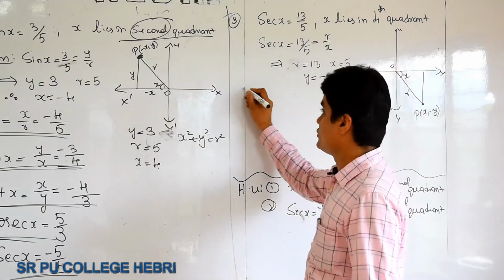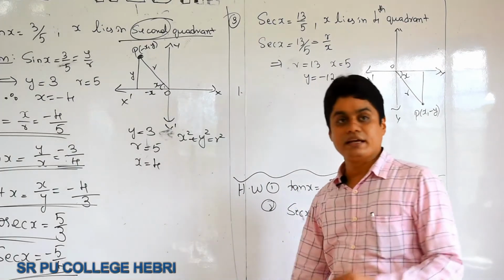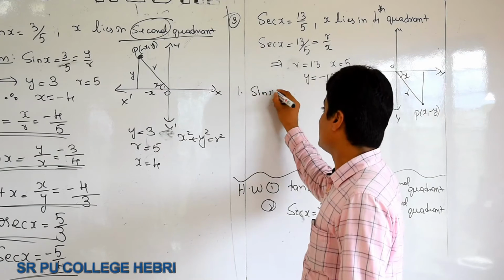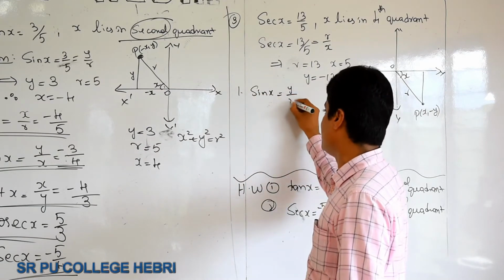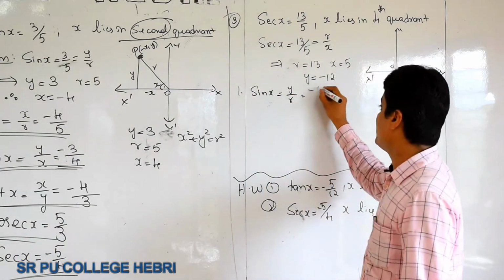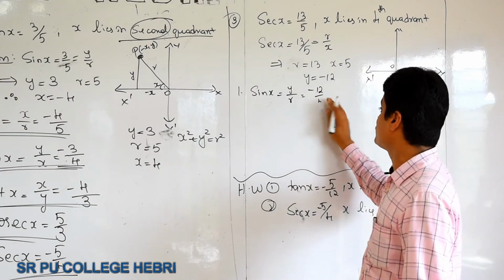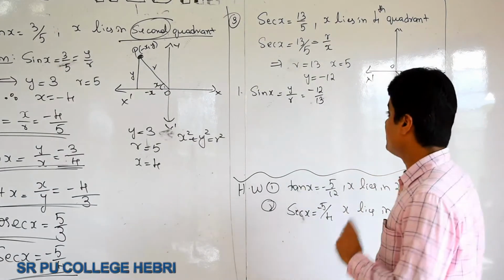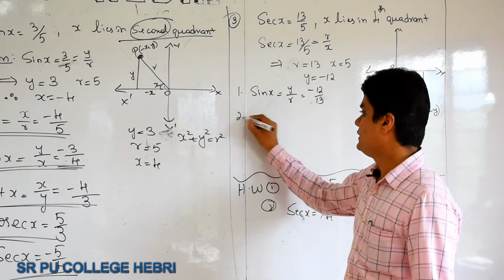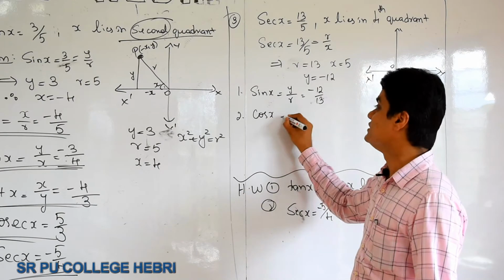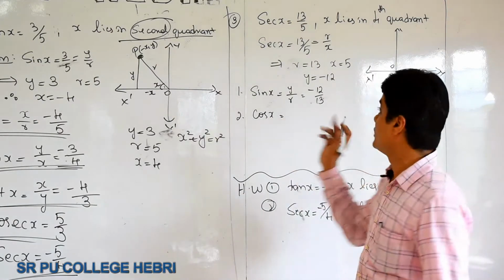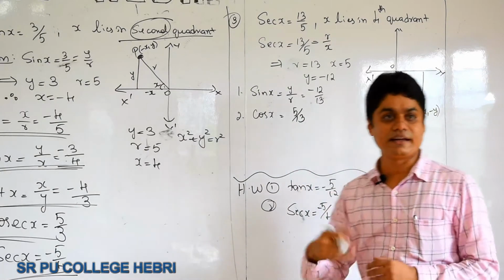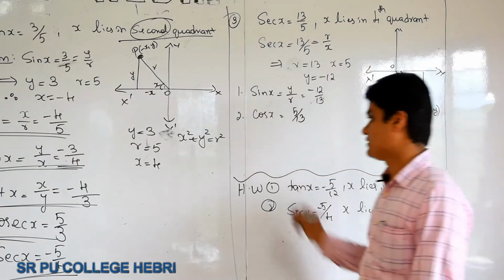So with this information, very easily we can write all the remaining trigonometric ratios. Starting from the sin x definition, you know, y by r. What is y? Minus 12. Minus 12 by r. What is r? 13. So sin x is minus 12 by 13. Next one, cos x. Actually, it's the reciprocal of secant x. So it is just 5 by 13. Just write the reciprocal of secant theta, you will get cos theta.